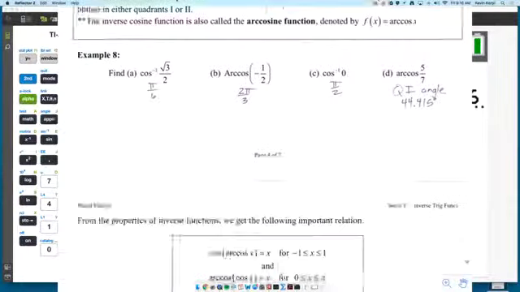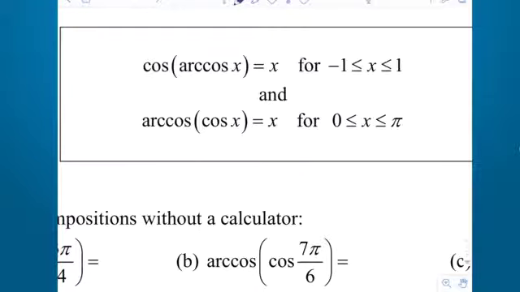Okay, so let's go to the next box. Again, not donuts, not pizza, but probably something just as delicious. Same thing we did for the sine and inverse sine. Whenever you compose cosine and inverse cosine back to back in either direction, because they're inverses, they will undo each other, but there, of course, are qualifications.